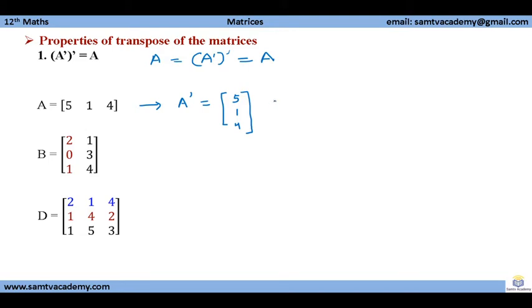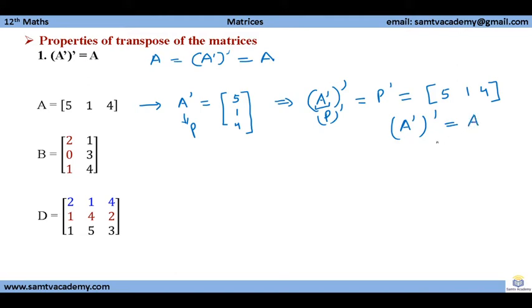Now we need to find the transpose of A transpose again. So this is A transpose, and we need to find its transpose. For your understanding, you can assume it is P. So we need to find P transpose. P transpose will be, the column here will change to row. So it is 5, 1, 4. So we can see that the property is satisfied: if we do the transpose of a transpose, it will become the original matrix.